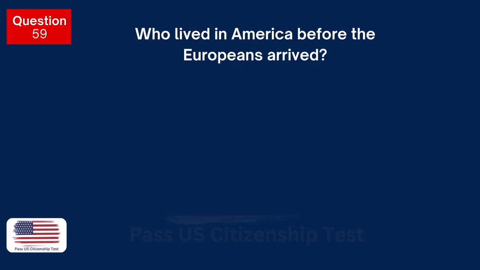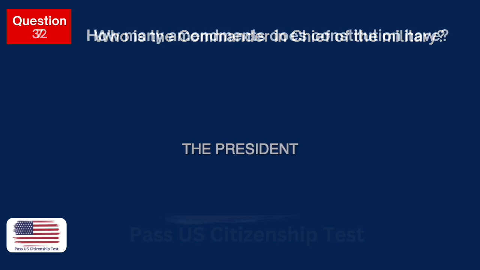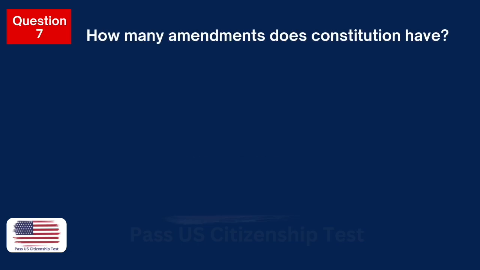Who lived in America before the Europeans arrived? American Indians. Who is the commander-in-chief of the military? The President. How many amendments does the Constitution have? 27.